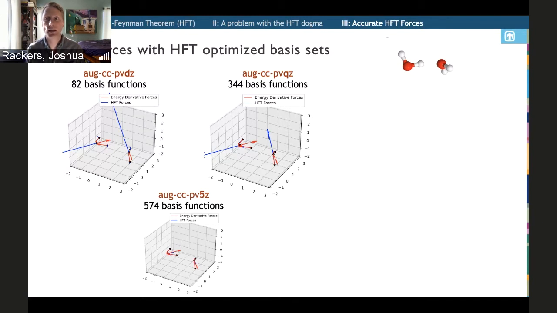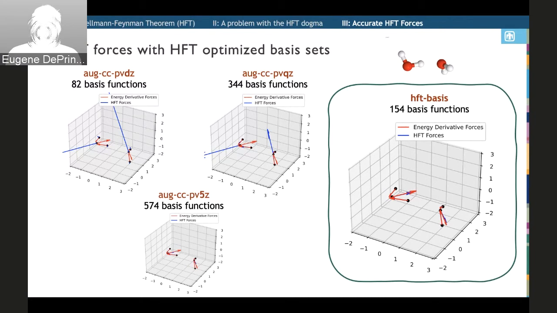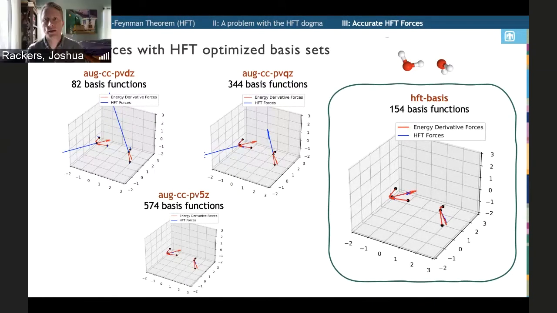And again, this is for SCF. This is for a variational method, so we're just looking at the completeness of the basis set. But the good news here is that you can actually develop a basis set that's optimized to fulfill the Hellmann-Feynman theorem. So the agreement here isn't perfect, but working together with some friends in Spain who have thought about this a little bit, you can develop a basis set that's much smaller than these giant 5Z basis sets that are necessary to fulfill it normally, and actually get pretty decent agreement between the energy derivative forces and the Hellmann-Feynman forces.